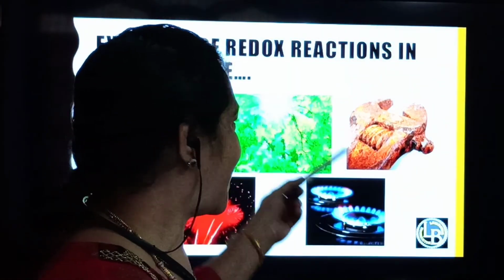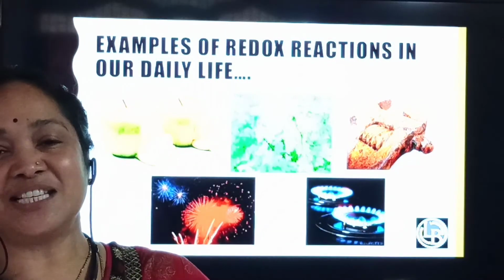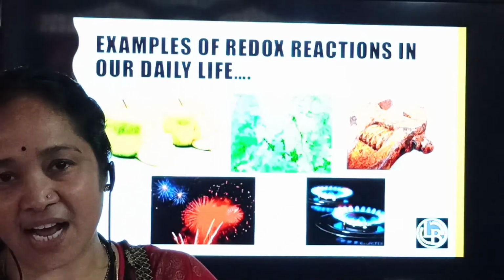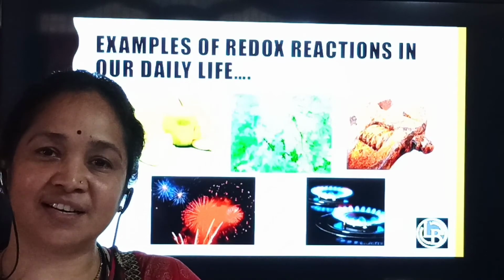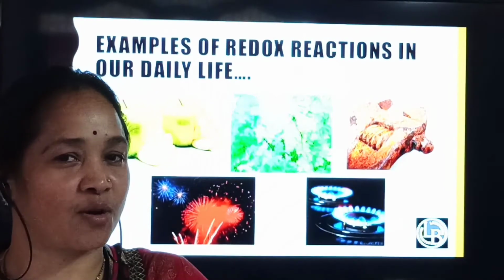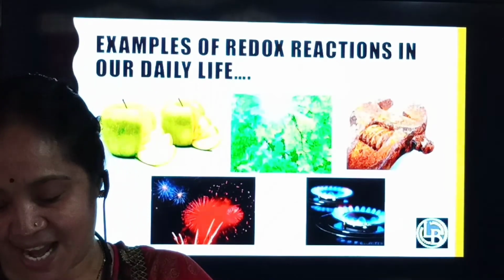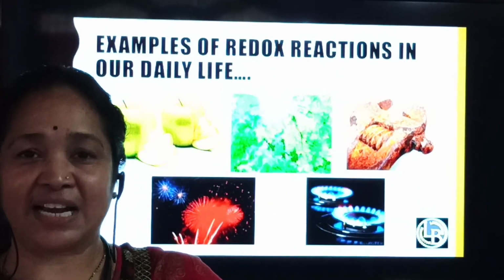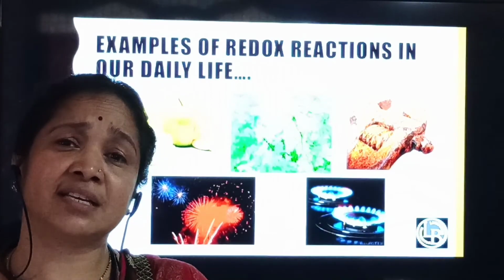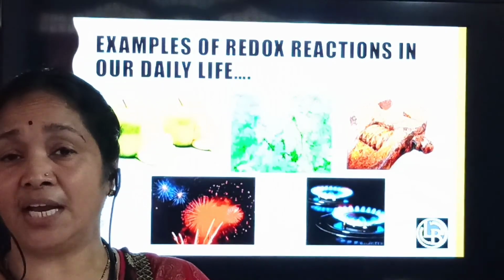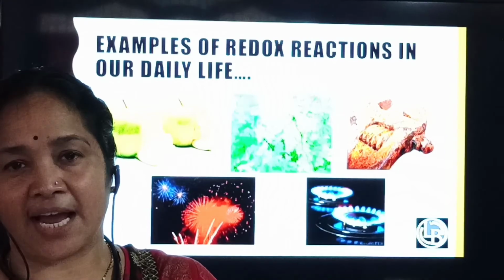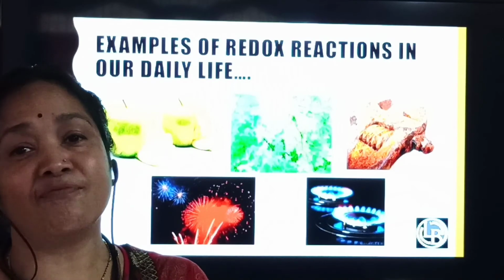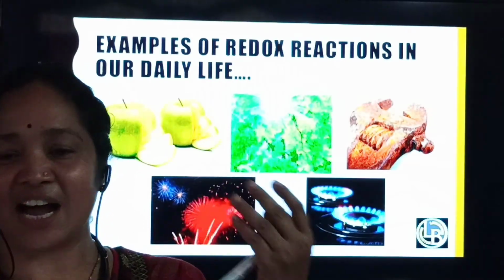Next, you can see this one, that is photosynthesis. This picture tells you about photosynthesis, the preparation of starch with the help of carbon dioxide and water, in the presence of sunlight by chlorophyll, which is also a redox reaction. And you can see the third picture. What is that, dear? It is nothing but rusting. Rusting of iron is a very good example of a redox reaction. Iron is a metal which undergoes oxidation in the presence of moisture. All that you will be learning in the higher classes.